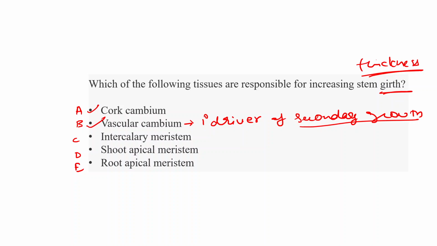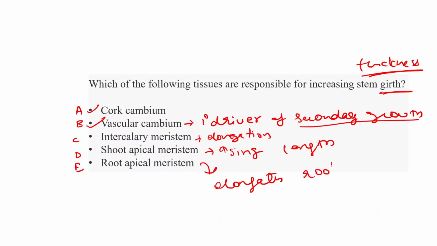So now the other options such as intercalary meristem, shoot apical meristem, root apical meristem, why are they not the correct answers? See, intercalary meristem helps in elongation and not thickening. Then your shoot apical meristem is also involved in increasing the length. This root apical meristem is a root meristem, so it is involved in elongating the root and not the girth.